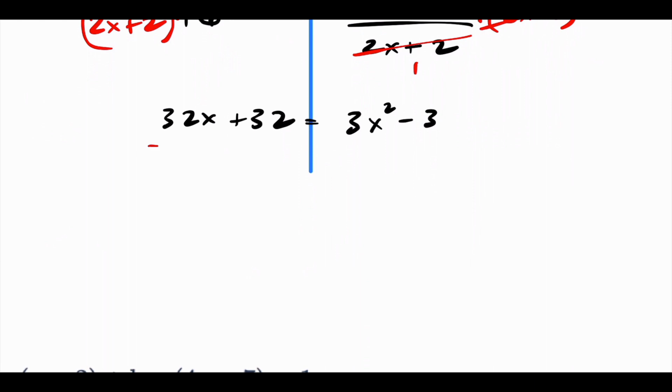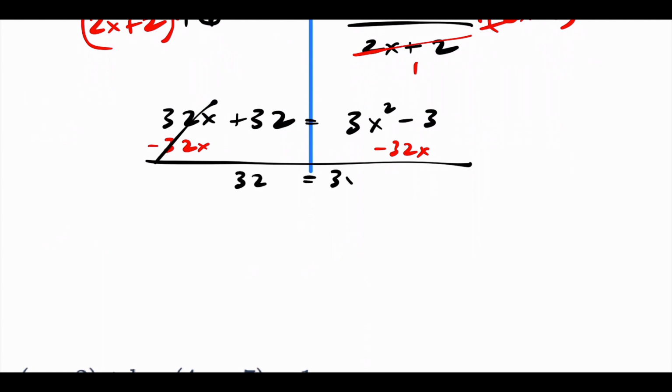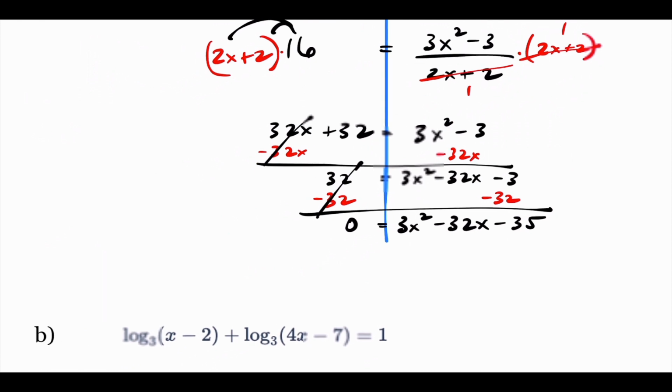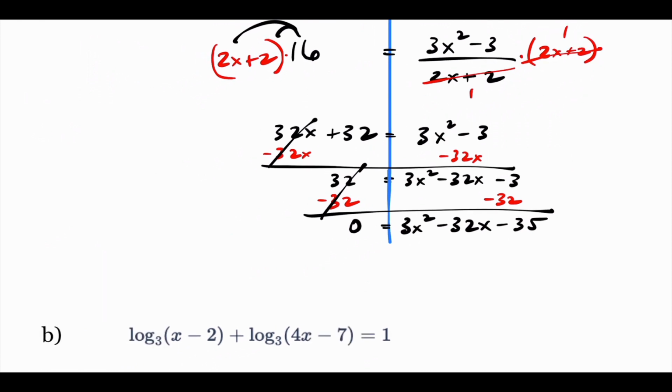So I'm going to subtract 32x from both sides. There is no x on the other side, so it's just going to be negative 32x minus 3, minus 32. That I can subtract from negative 3. Trinomial: 3x squared minus 32x minus 35. It's equal to 0. Step 1 done.